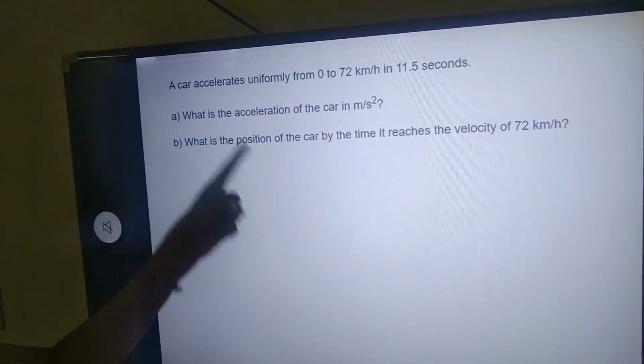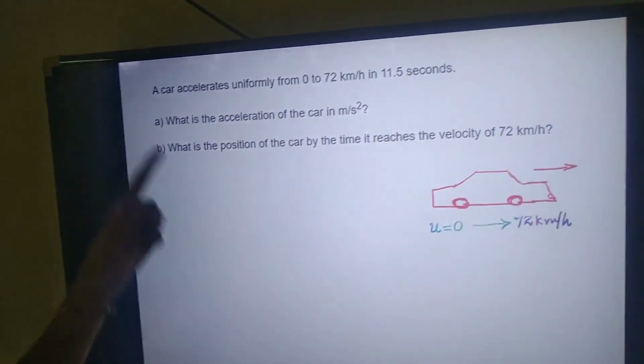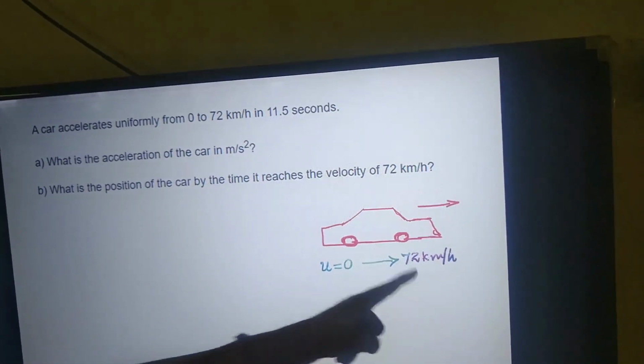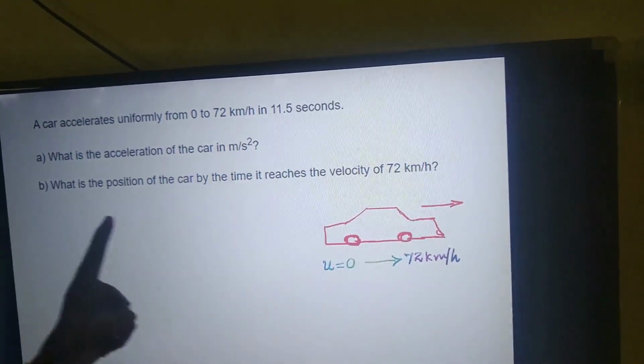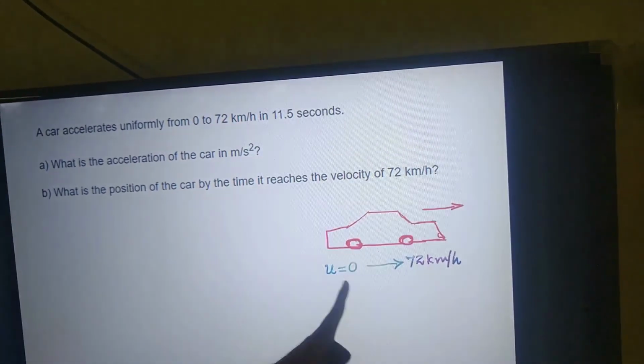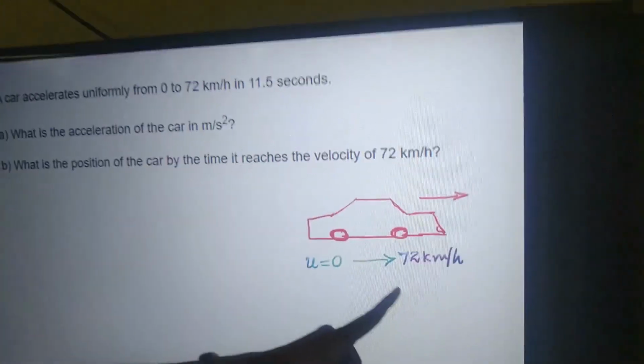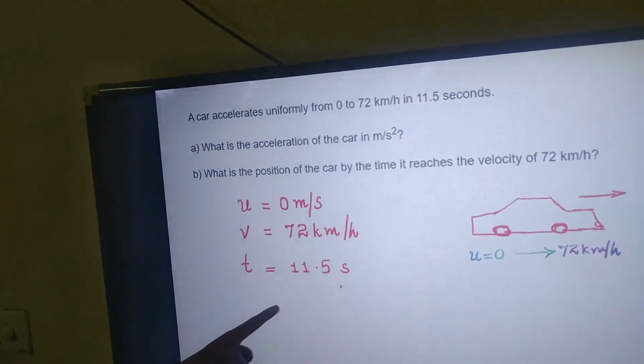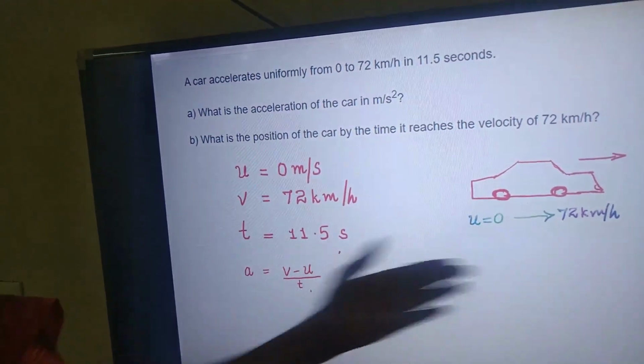Here comes the second question. The question says a car accelerates from 0 to 72 km per hour in 11.5 seconds. So initial velocity is 0, final velocity is 72 km per hour. What is the acceleration of the car? So these are the given quantities.